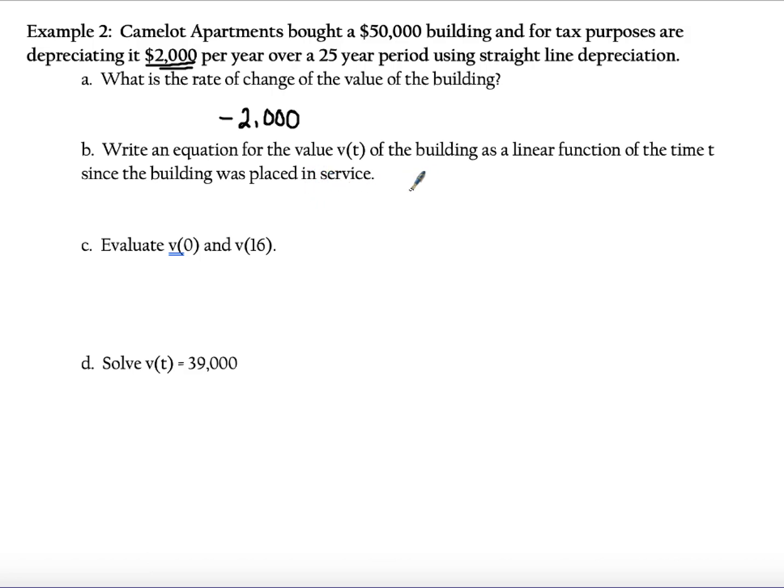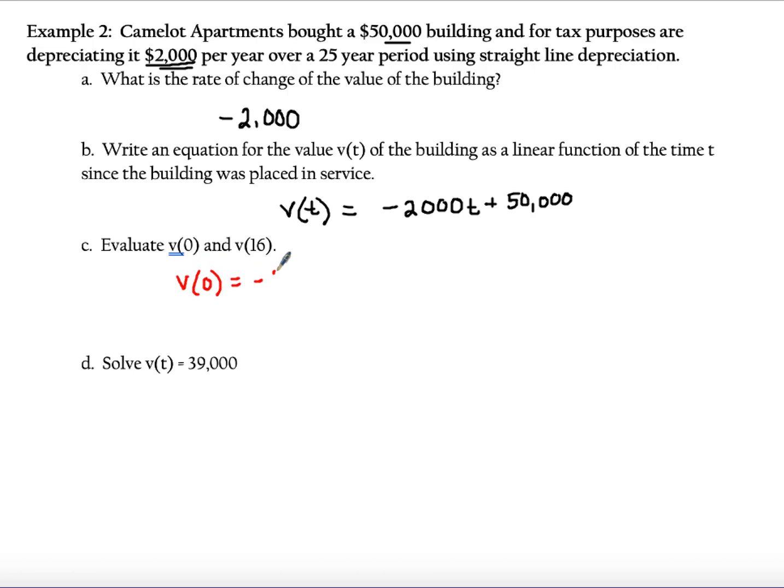Letter B asks us to write an equation for the value v of t of the building as a linear function of the time t since the building was placed in service. So instead of a y equals, they want us to use a v of t. We figured out that the slope was negative 2,000. So we're going to have negative 2,000 times t. And the b value, remember b is our starting point. So what's the starting point of the value of this function? Looks like the $50,000 here. And that's our v of t equation. Now we're going to use that v of t equation to evaluate in letter C and also in letter D. Letter C asks us to evaluate v of 0.